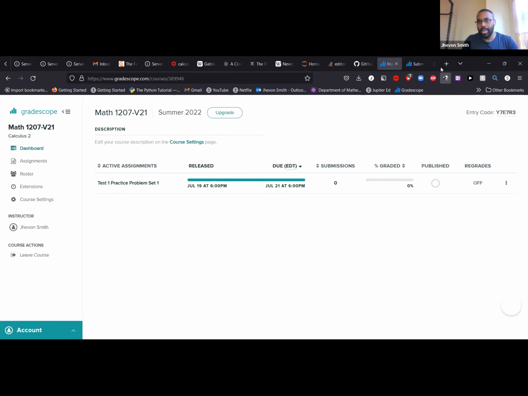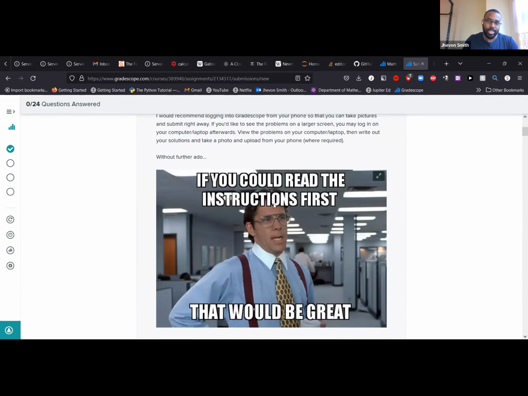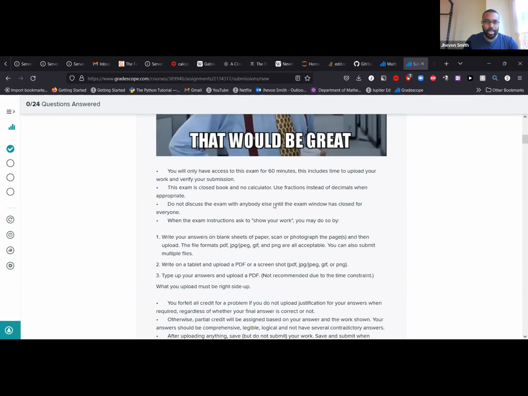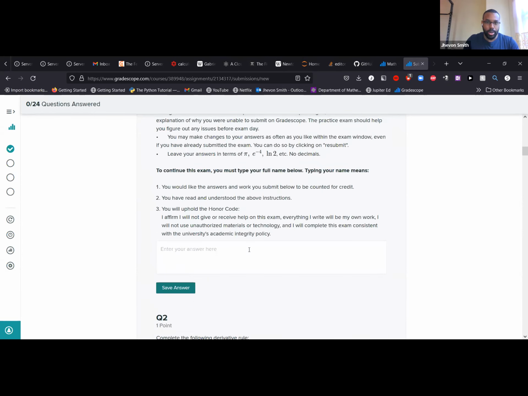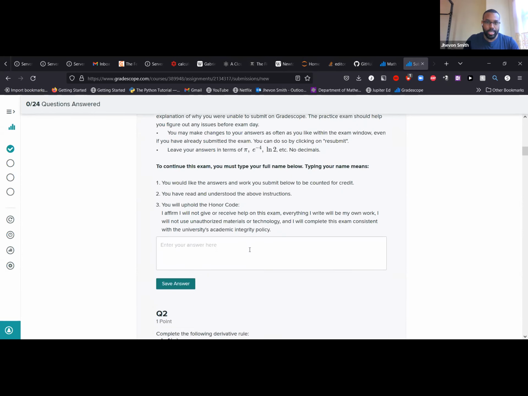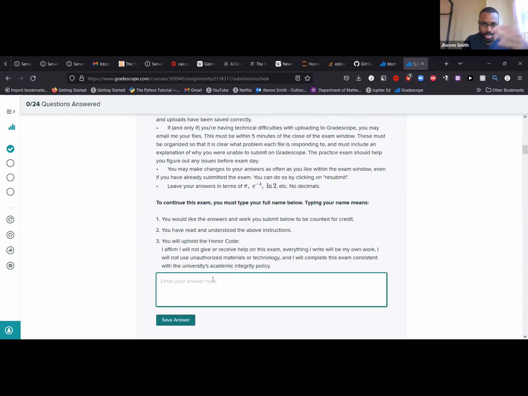So of course, read the instructions first. Now you're getting instructions ahead of time, so if you learn these instructions very well, you can probably save some time and skip over them later on. Here it says you're going to have 60 minutes to do this. Anything that requires you to show your work, you can upload a picture. It gives you some other instructions there. And of course, that's the honor code. You type your name here to say you won't cheat, and all that good stuff.